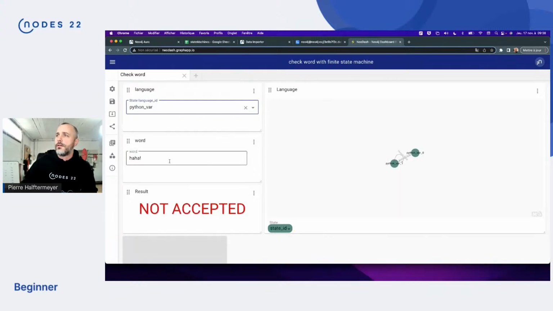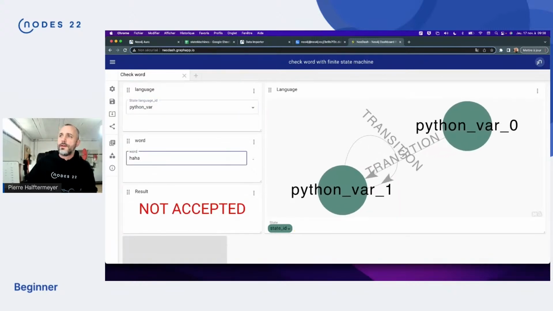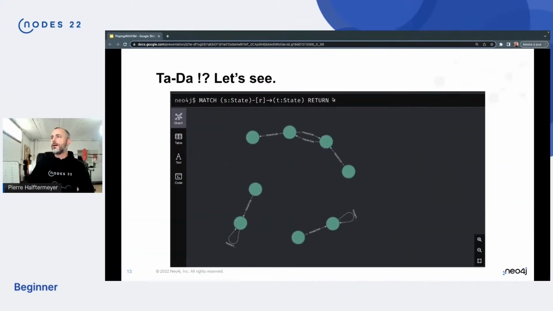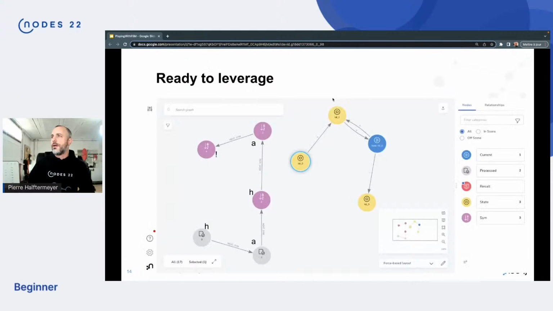It's not a valid Python variable. If I remove the exclamation mark, then it is. I can put an underscore at any place, and it will also be good. So I have something functional, a very straightforward way to build an application with a finite state machine.